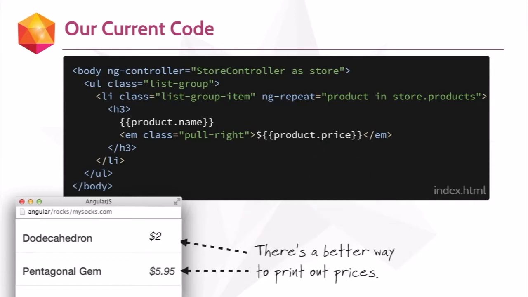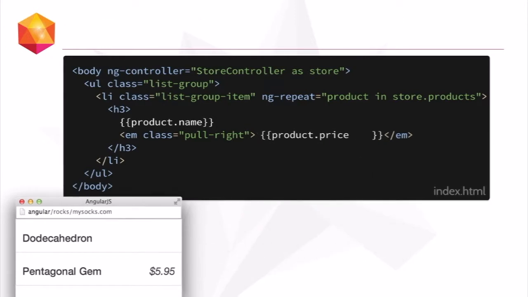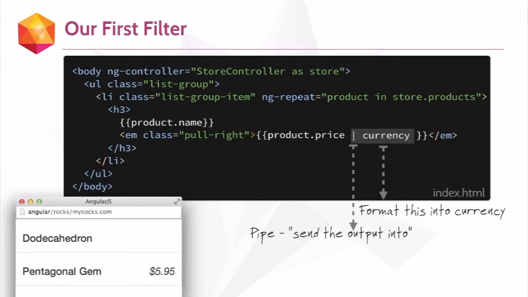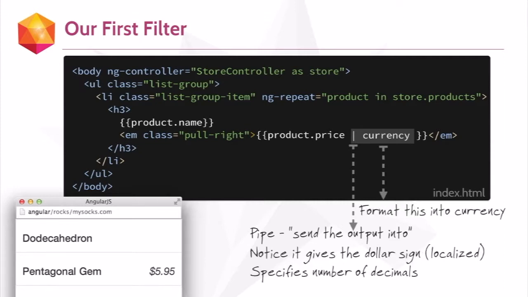Luckily, Angular has a better way to deal with currency. We can use the currency filter in our price expression. Notice here, between these two calls, we have a pipe. The pipe says, take the result of the first expression and send the output into the second expression, which in this case is a filter. Currency will print out the proper $ localized, and will also give us the correct number of decimals. So now when we call up this page in our browser, we can see that our currency is properly formatted.